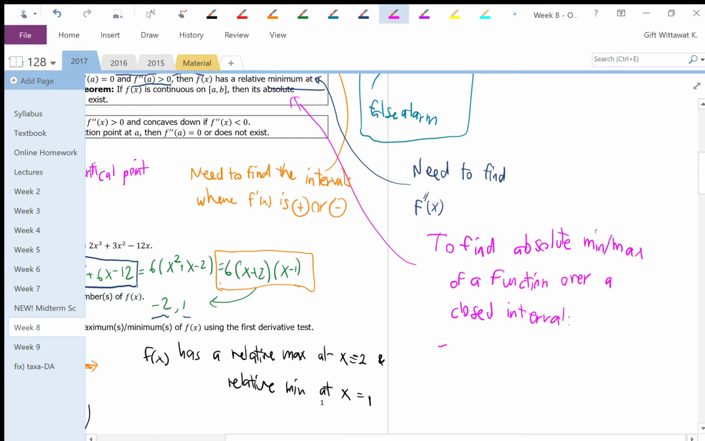You actually need to find all relative min-max and find the endpoint value. So you need to find the value of the function at all relative min-max and then find also the endpoint value. And you compare this to whatever is biggest is going to be your absolute max, whatever is smallest is going to be your absolute min.